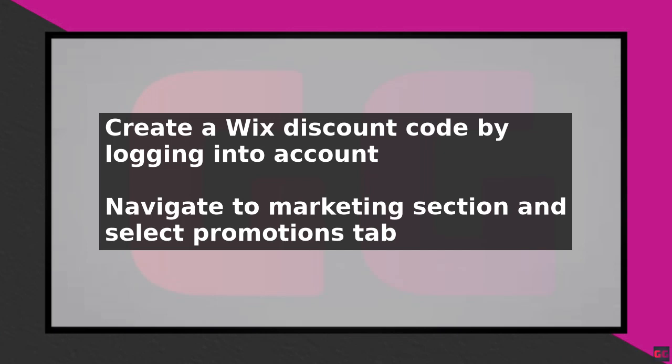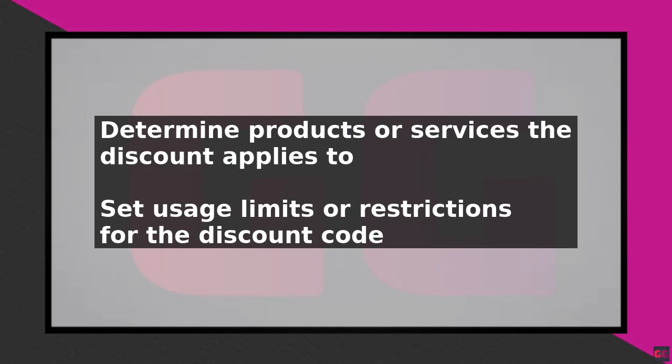Next, determine which products or services the discount will apply to, and set any necessary usage limits or restrictions. You can also customize the appearance of the discount code by adding a name and description. Once you have entered all the necessary details, click the Create Promotion button to generate the discount code.